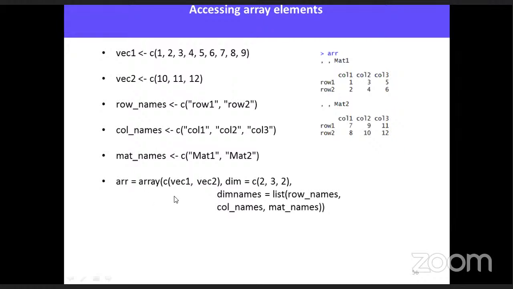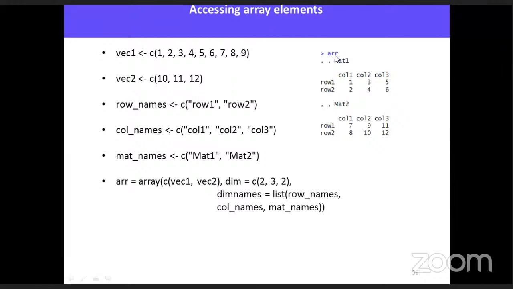Now we are passing everything in an array syntax. We are storing everything in ARR. Then array, c of vector 1, that is 1 to 9, and vector 2, c of 10, 11, 12. Then dim, 2 rows, 3 columns. Then dimnames, list. Here we are using the list: row names first, then column names, then mat names. Once we execute this, we'll get this output.